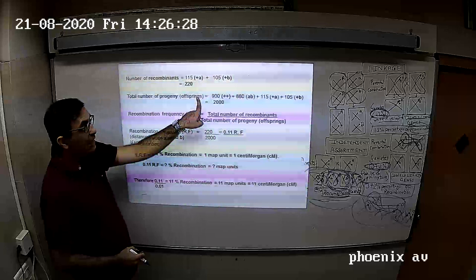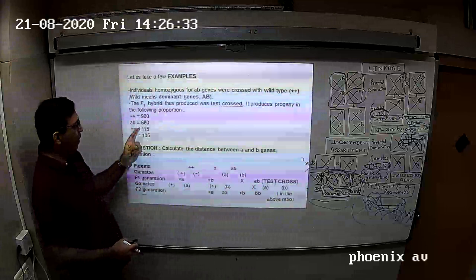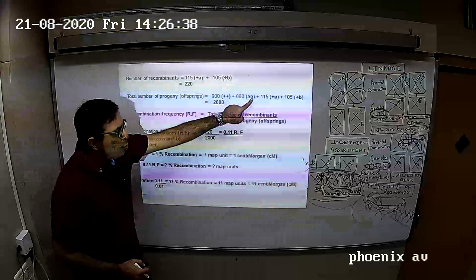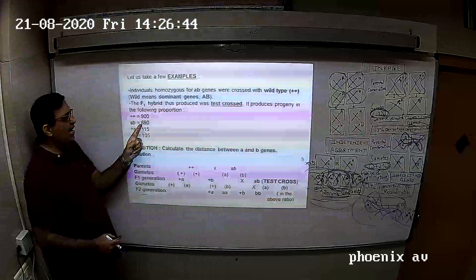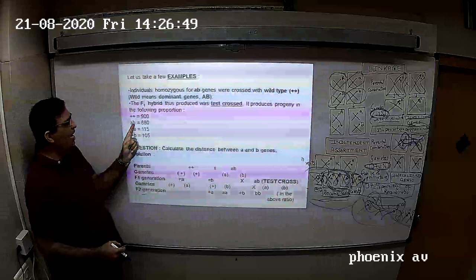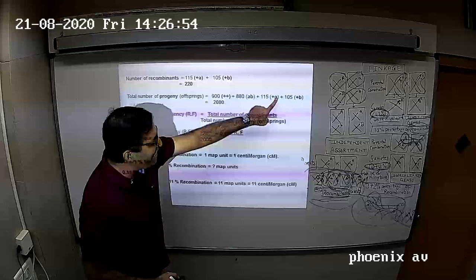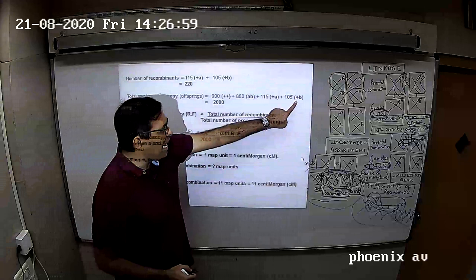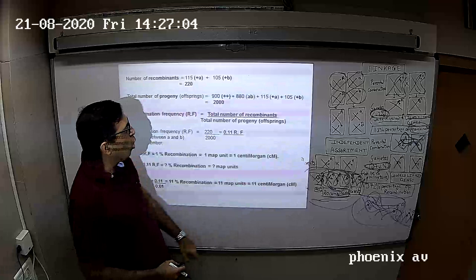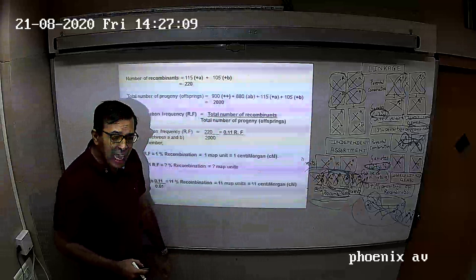Ye aapko kitne mile? Plus plus are 900. Parental, small a small b are 880. Again parental, and plus a are how many? 150 recombinant. Plus b are how many? 105 recombinant. So, what is the total number of progeny or offspring you got? 2000. Once again, number of recombinants, how much did you get?